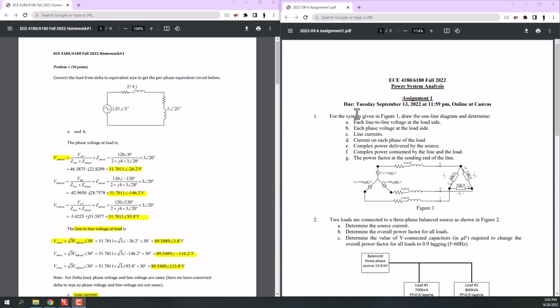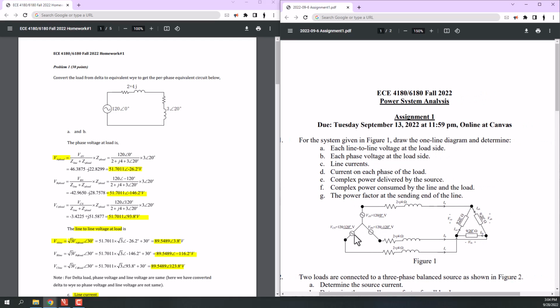In the first problem, you're asked to draw the one-line diagram and determine these parameters. The first thing that you need is to draw this one-line diagram. Well, it is really hard to work with a three-phase system, so it is much easier to convert this system to a single line diagram. So let's see what we have here.